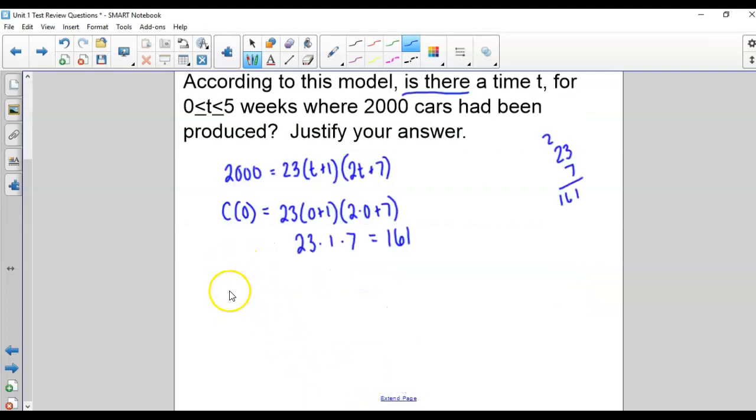So now we need to see C of 5. And for C of 5, we're going to have 23 times 5 plus 1 times 2 times 5 plus 7. And that gives me 23 times 6 times 17. So let's see. For the sake of time here, I am going to use the calculator.